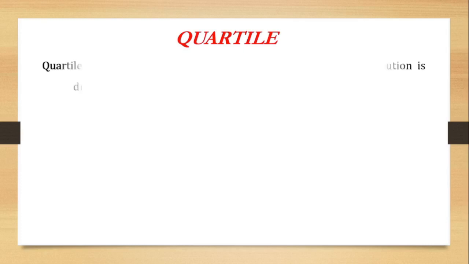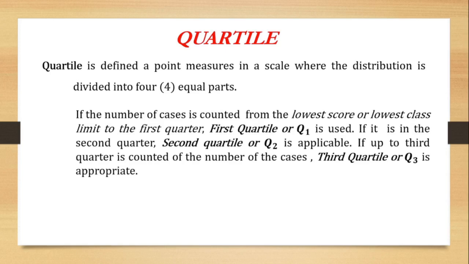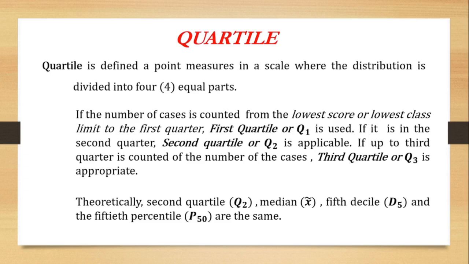Let us define quartile. Quartile is a point measure in a scale where the distribution is divided into 4 equal parts. If the number of cases is counted from the lowest score or lowest class limit of the first quarter, first quartile or Q sub 1 is used. If it is in the second quarter, second quartile or Q sub 2 is applicable. If up to the third quarter is counted of the number of cases, third quartile or Q sub 3 is appropriate. Theoretically, second quartile or Q sub 2, the median, the fifth decile or D sub 5, and the 50th percentile are the same.